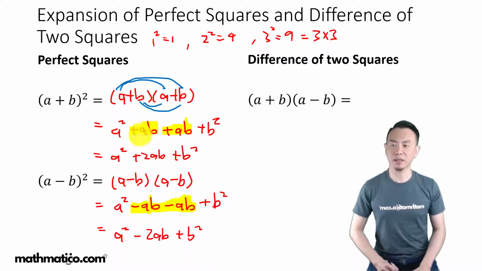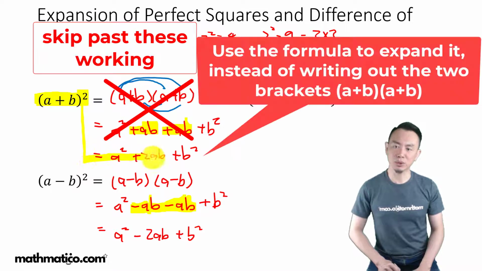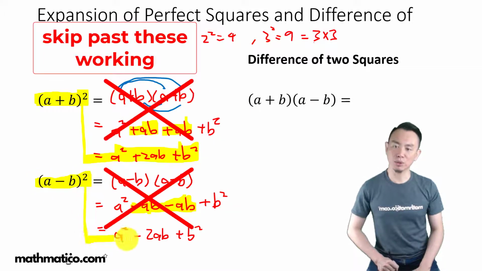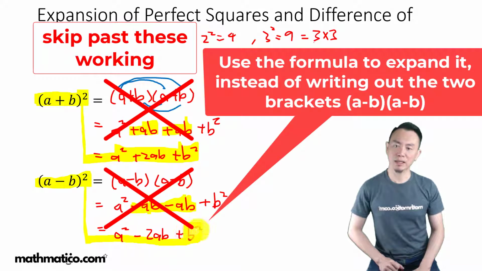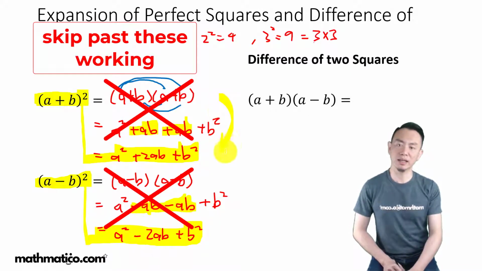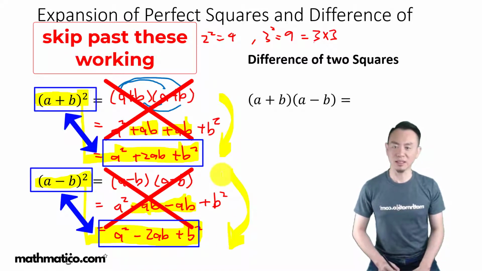What this topic is really expecting you to do is, whenever you see that you have this (a plus b) squared, you straight away expand it to become a squared plus 2ab plus b squared, okay, using this formula. Or if you have (a minus b) squared, then you have a squared minus 2ab plus b squared. You expand out using this formula straight away, okay? Instead of going through this entire series of steps, you are expected to use the formula to expand this.